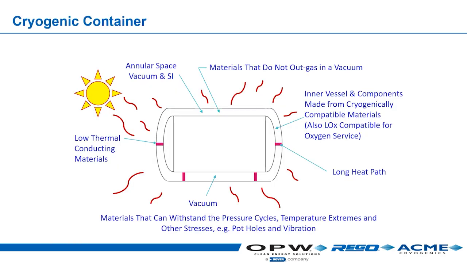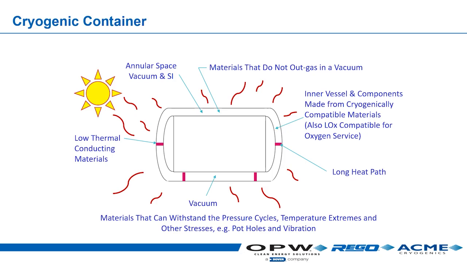So this is an example of a cryogenic container. It's basically a thermos bottle. You have a bottle within a bottle, and the space in between those two bottles is called an annular space. That annular space is going to have a pulled vacuum, and it's also going to have super insulation. That's going to create a barrier that's going to help stop that radiation from getting to the cold liquid that's in the middle bottle.